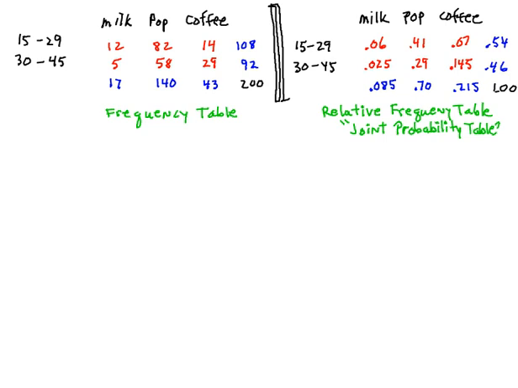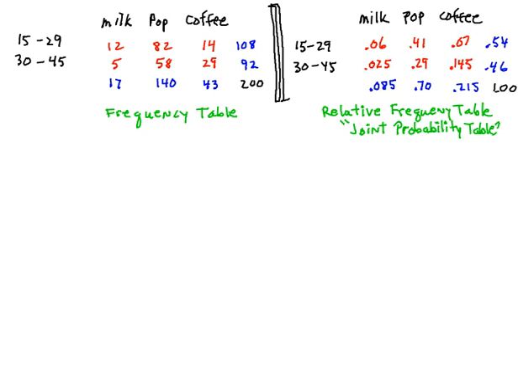group. 5 people in the older age group preferred milk. 58 in that older age group preferred pop, and 29 preferred coffee. 92 in the older age group. The total number of people that preferred milk out of 200 was 17. The total number of people that preferred pop was 140, and the total number of people that preferred coffee was 43.